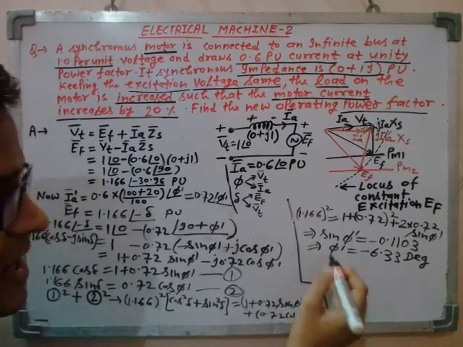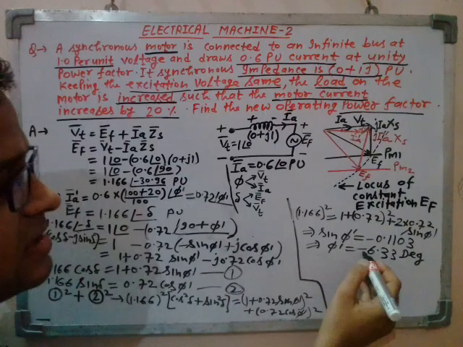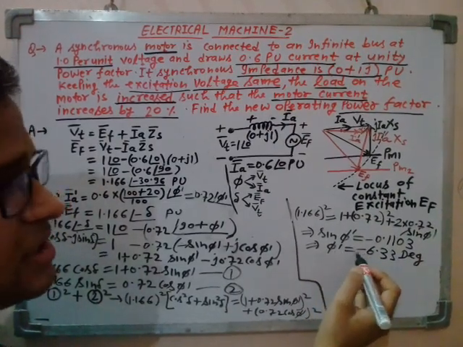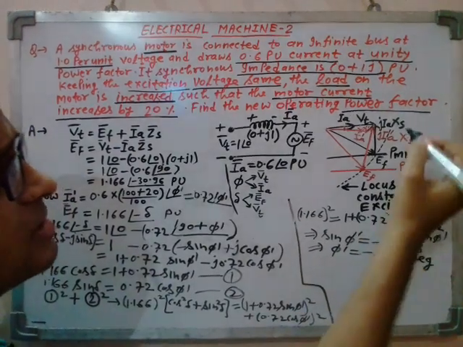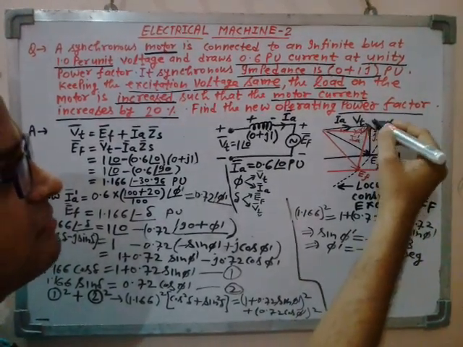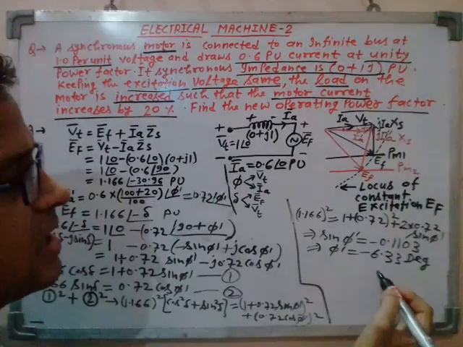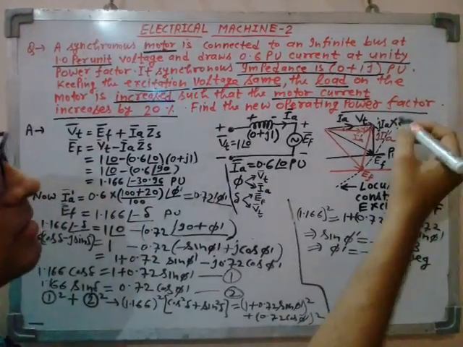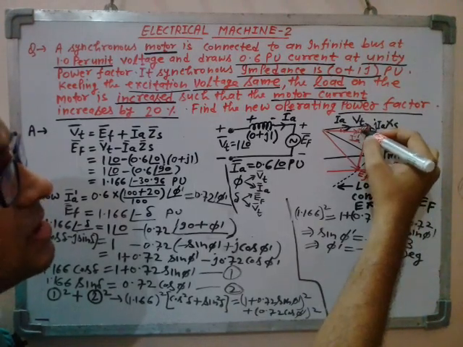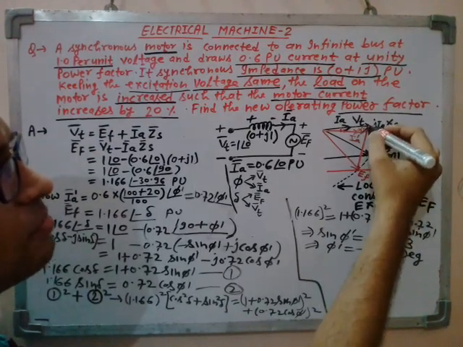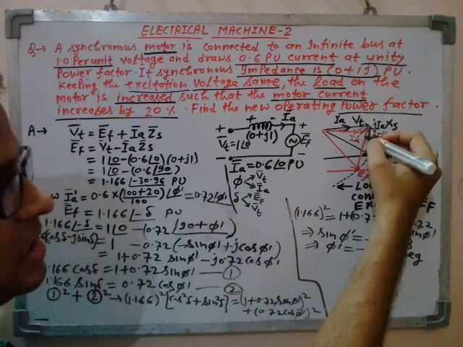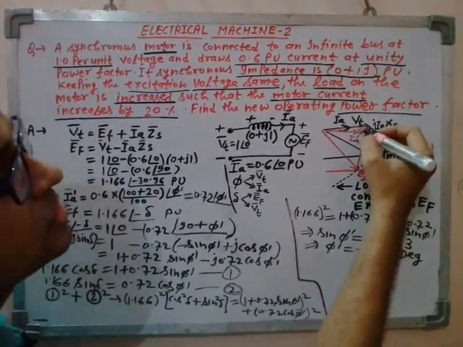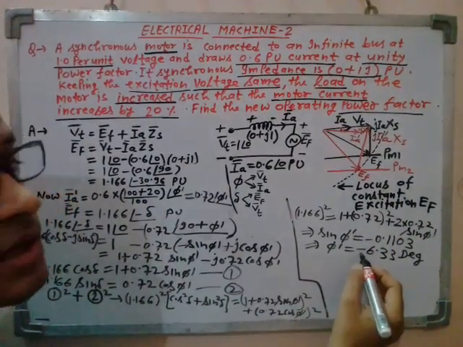So phi dash is coming negative, that means this power factor angle is coming negative. What is the meaning of this? That means new armature current Ia dash is lagging with this terminal voltage phasor by the angle of 6.33 degree, right? So this is the new operating power factor. This motor is operating at a lagging power factor for the new case. So that's why it is coming in negative sign.